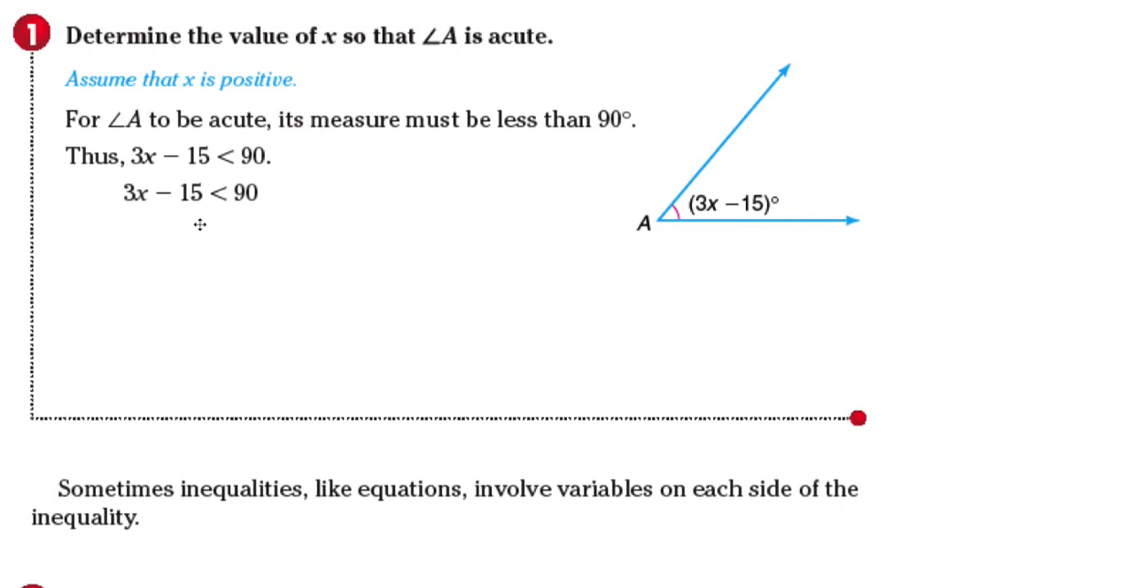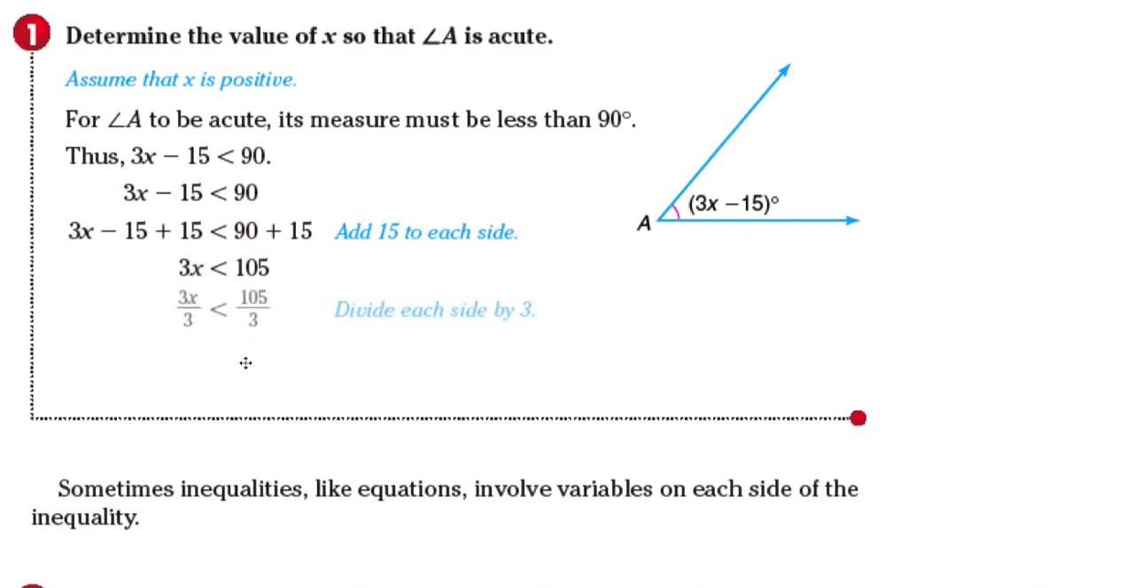Undo negative 15 first by adding 15 to each side. You end up with 3x less than 105. And undo the 3 by dividing both sides by 3. You end up with x is less than 35. So for angle A to be acute, x must be less than 35.